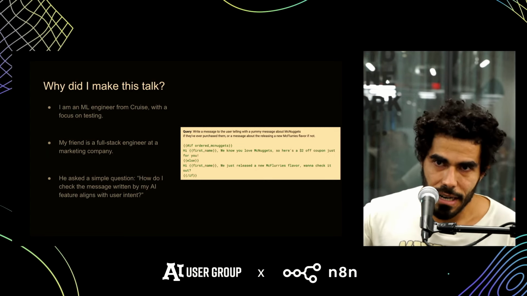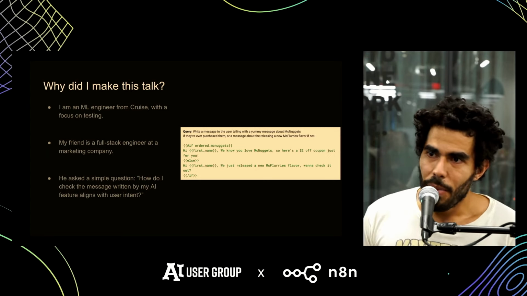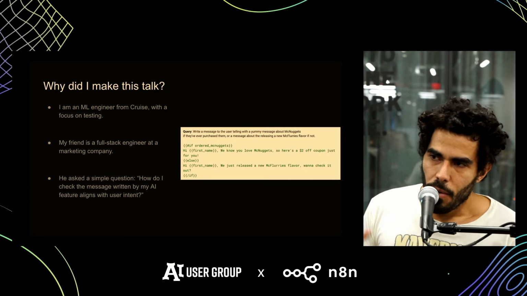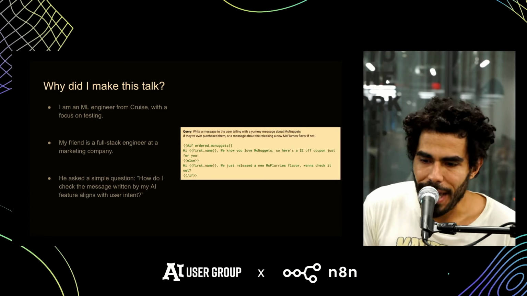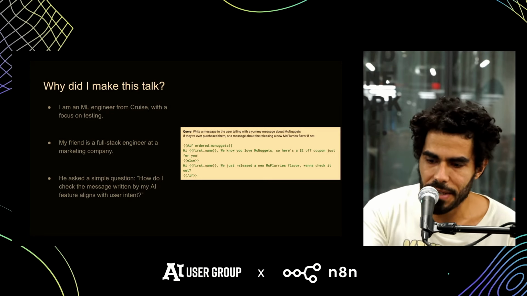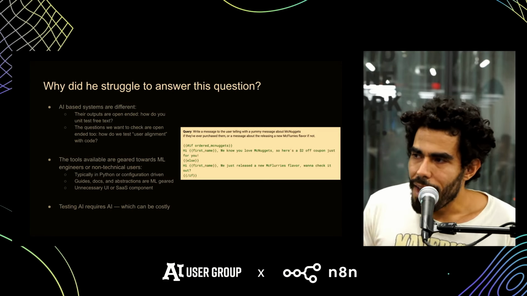It was pretty easy, right? You can just use the OpenAI API. But then he ran into a hiccup, which is, well, now I have this. How do I test it? And he didn't really have a simple answer to this question, which feels very basic. So why did he struggle with this?